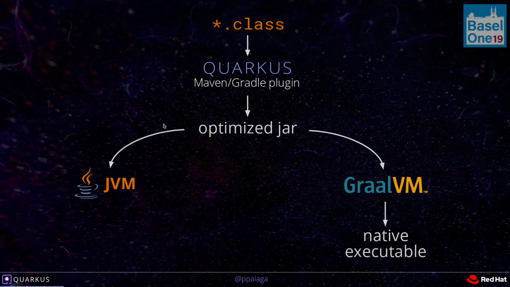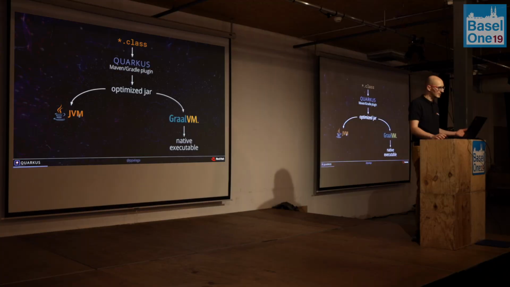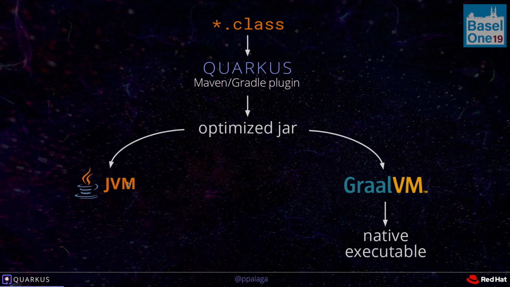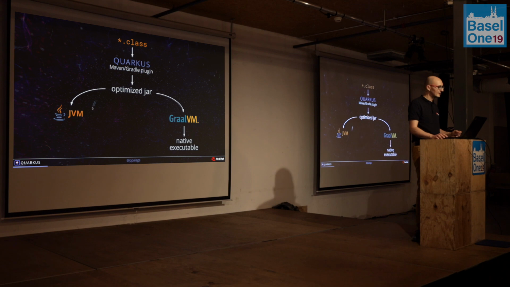This mode is fast to compile, but slower to boot and spends a bit more RAM. This one is longer to compile, but faster to boot and spends less RAM, okay? So while you are developing, you are mostly working in the JVM mode, and when you are satisfied with the result, you go native.